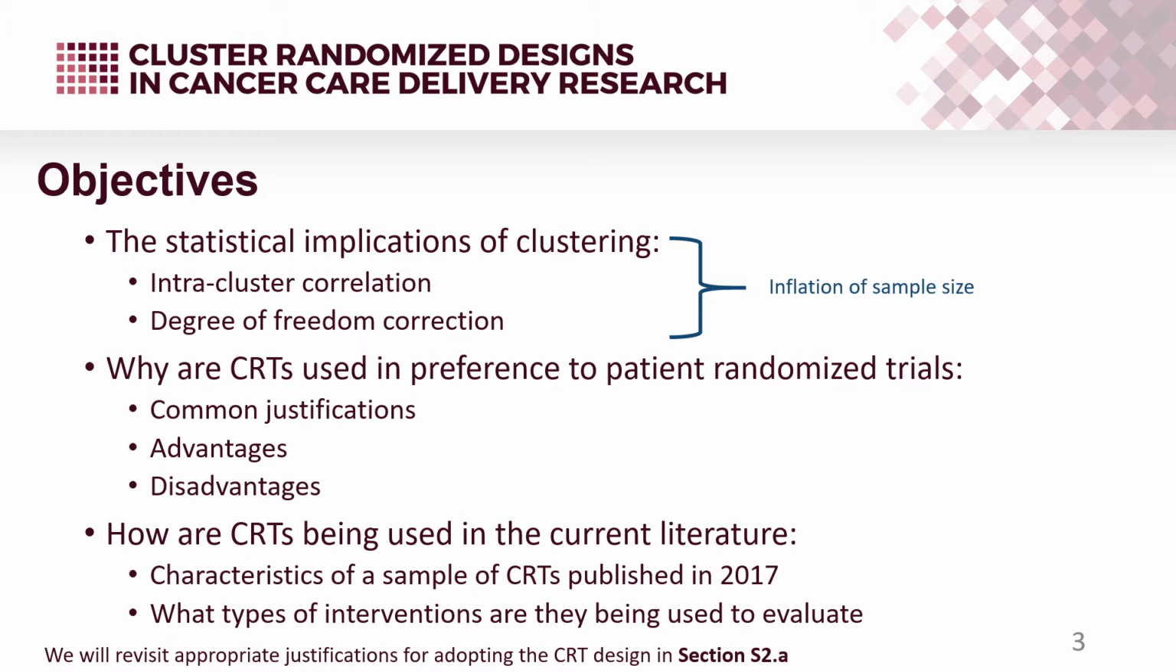And then finally, we'll move on to take a look at how cluster trials are being used in the current literature. And we'll look at the characteristics of a sample of cluster trials published in 2017. And we'll think about what types of interventions they are being used to evaluate. And just a note that in this session, we're going to look at reported justifications, and we will revisit appropriate justifications in session 2 in this course.